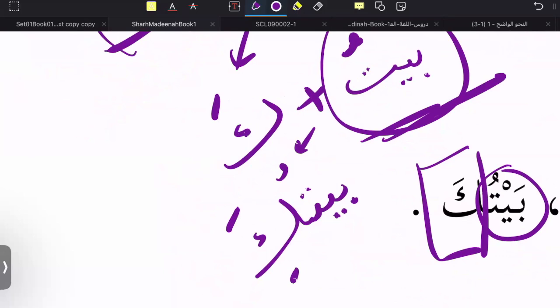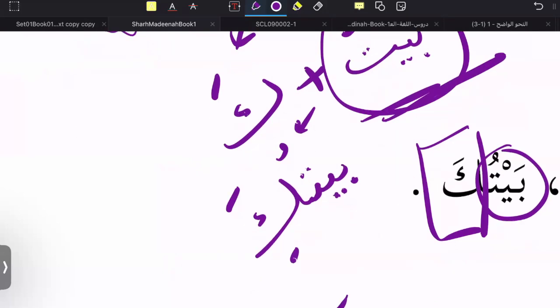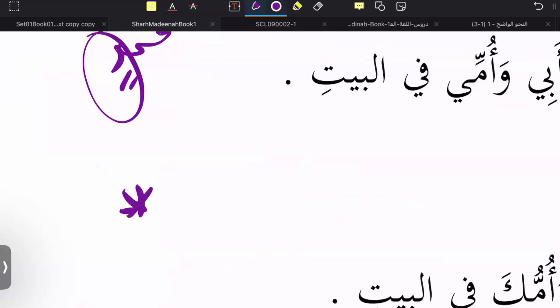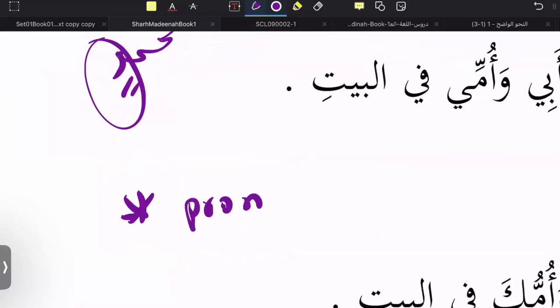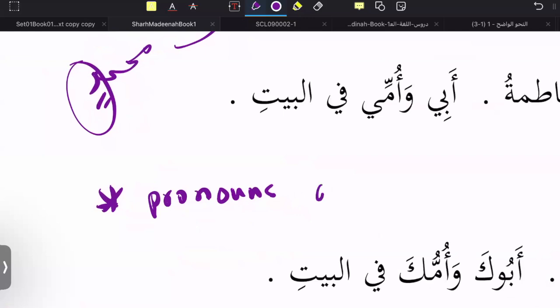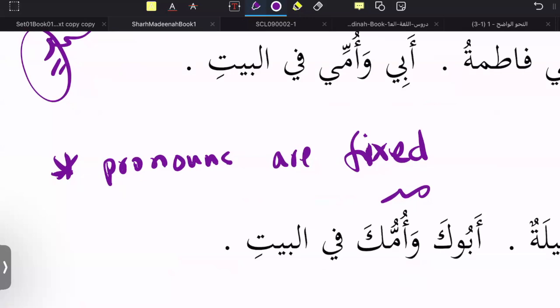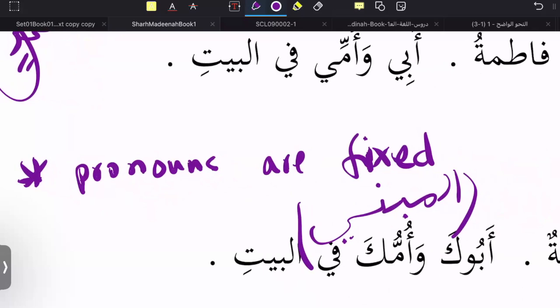So what I'm trying to explain to you, remember this rule, pronouns are fixed. Arabic term is mabni. We'll not focus a lot on Arabic terms right now, okay? Because these terms will be heavily used in book 2 and book 3 especially. So I'm not trying to give you a lot of words and make you overwhelmed. But I'm just writing it down in case some of you are aware of these things. But the main thing you have to know, it is fixed.